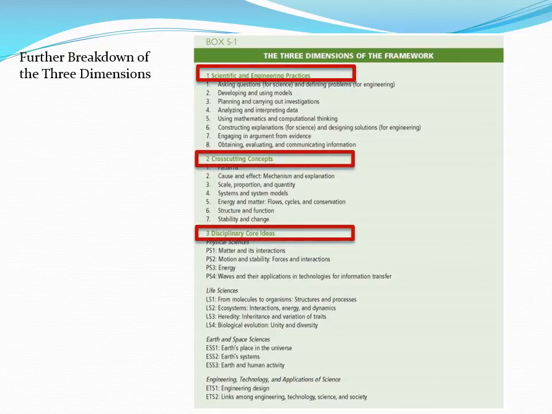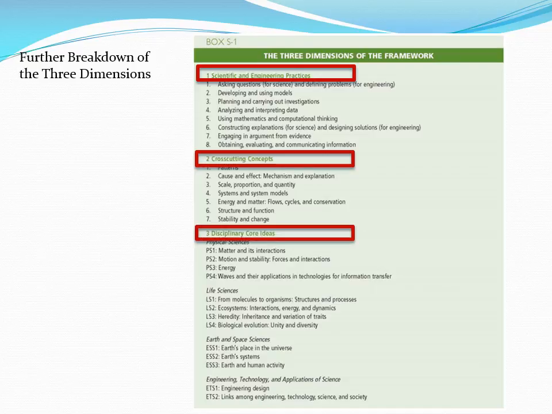Okay, the 3 dimensions in the framework are, as we've already discussed, the science and engineering practices, and there are 8 of those. Here they are. There are cross-cutting concepts. There are 7 of those, and there are disciplinary core ideas, and believe it or not, there are only 13 of those combined.